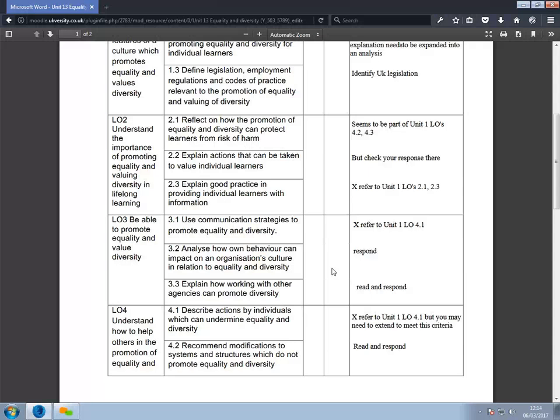Explain good practice and provide individual learners with information. This cross-refers directly to Unit 1 LOs 2.1 and 2.3. You will have covered that already. Unit 3.1, use communication strategies to promote equality and diversity. Cross-refer to Unit 1, Objective 4.1.